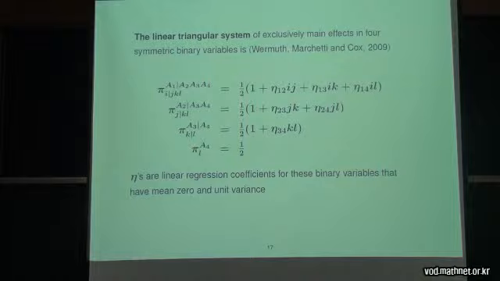Now, the interesting thing is that here the measures of dependence are just linear least squares regression coefficients in the population for these binary variables. And all these variables have mean zero and unit variance.